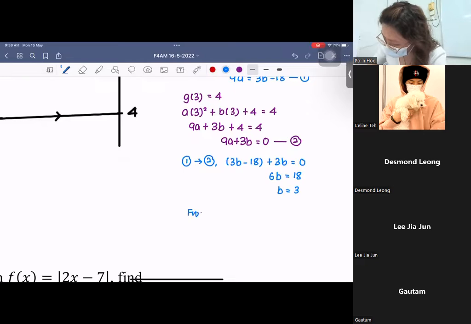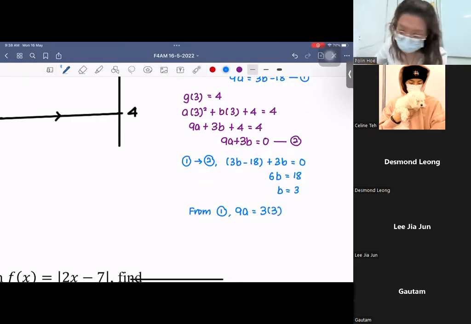From equation 1, 9a equals 3b minus 18 equals -9. That's why my a equals -1.